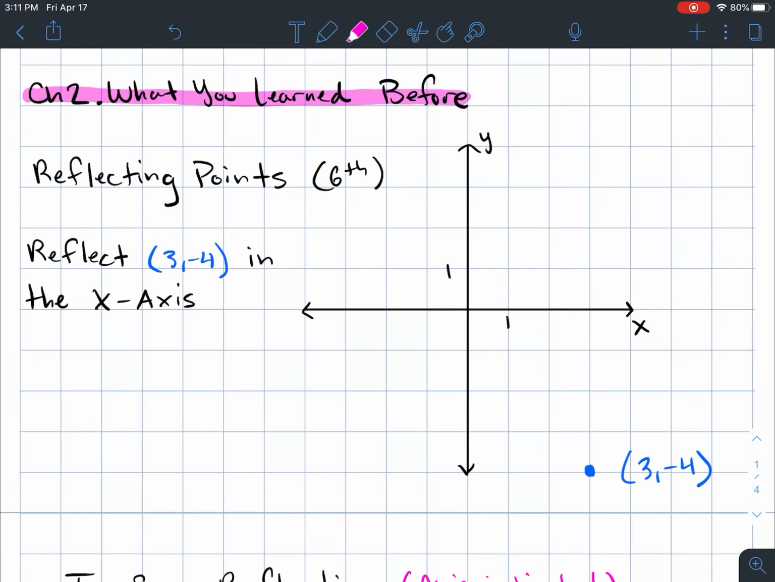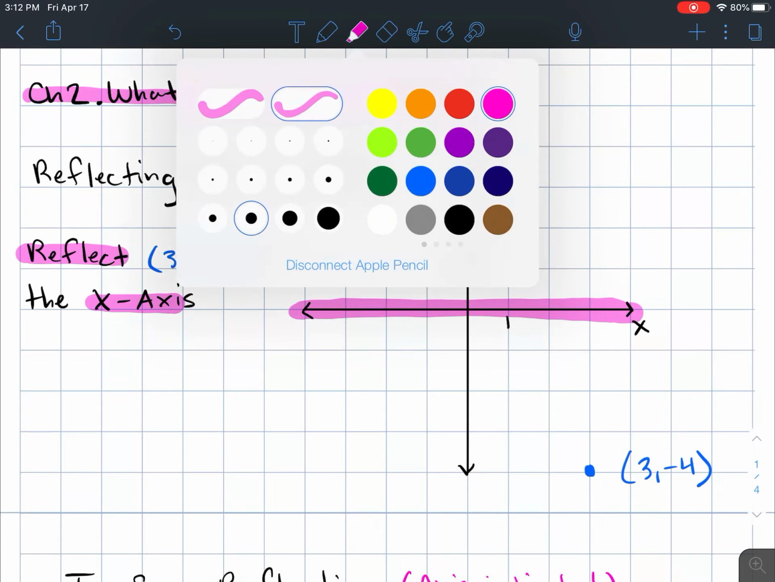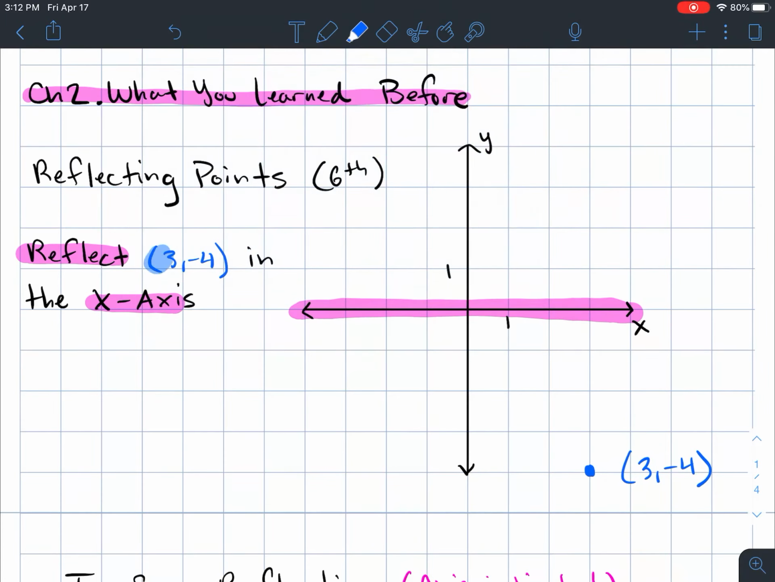What you learned before. So reflecting points, and this is something from 6th grade. We're going to do what's called a reflection, right, in the x-axis. So let me highlight the x-axis. So whatever point we're going to make, we're going to reflect it across that axis. So the first point is 3, -4. So 3, -4.